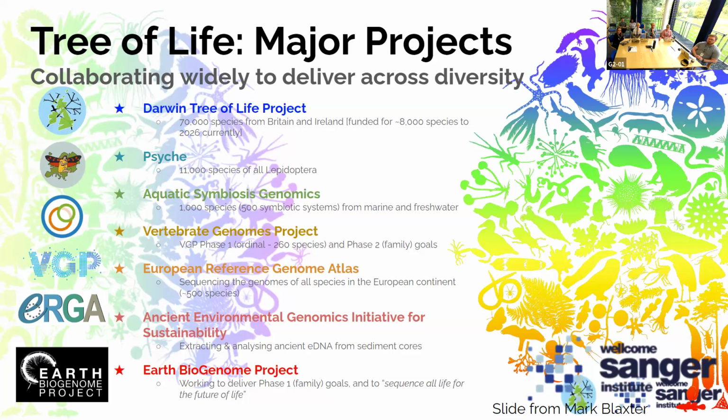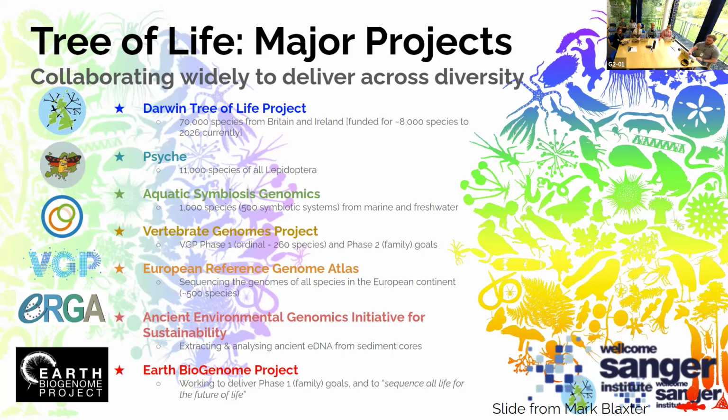The Aquatic Symbiosis Genomics Project, which Graham and Liz have both mentioned, is particularly difficult because we're aiming to sequence both the host and any symbiont genomes that are present in the same sample at the same time and in parallel. We then have the Vertebrate Genomes Project, which has been going on for quite a long time now and is hopefully going into phase 2 soon.